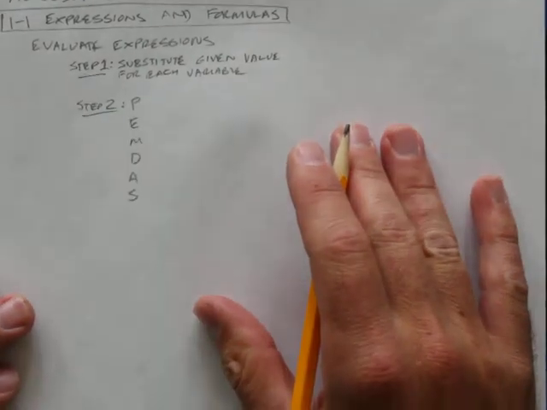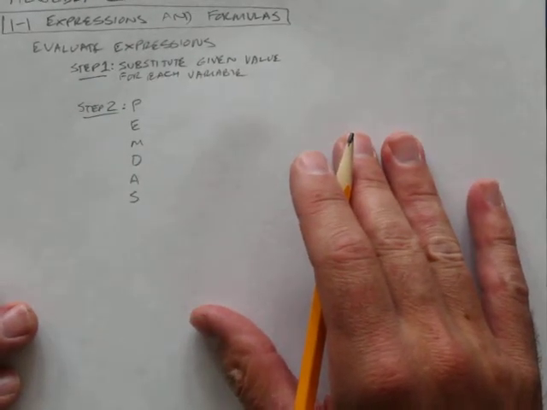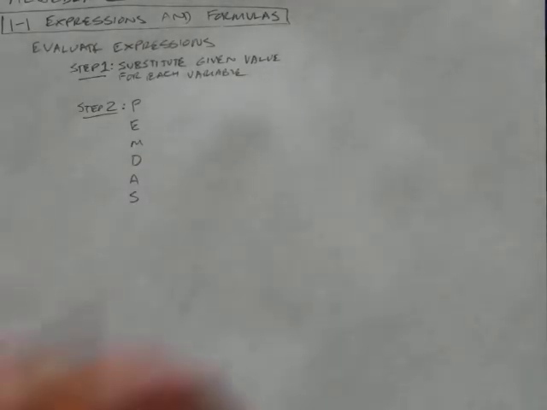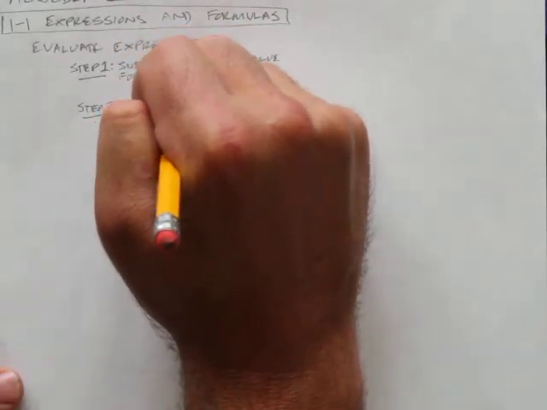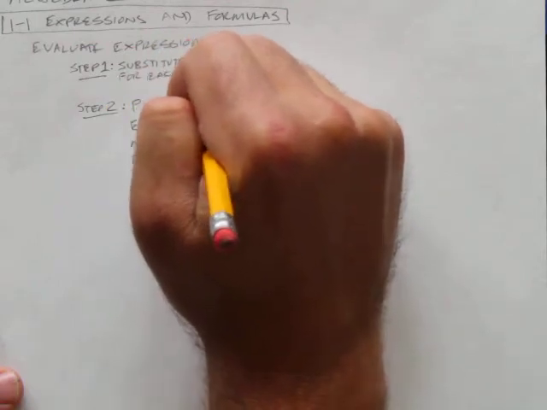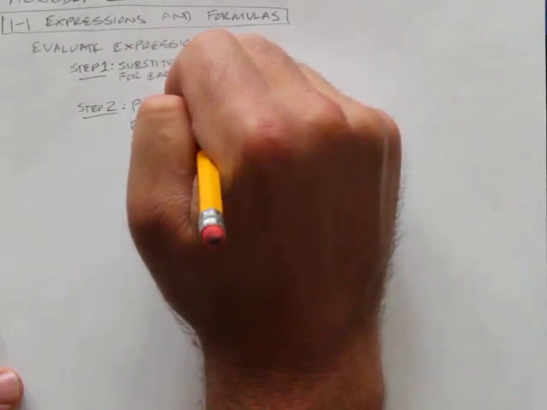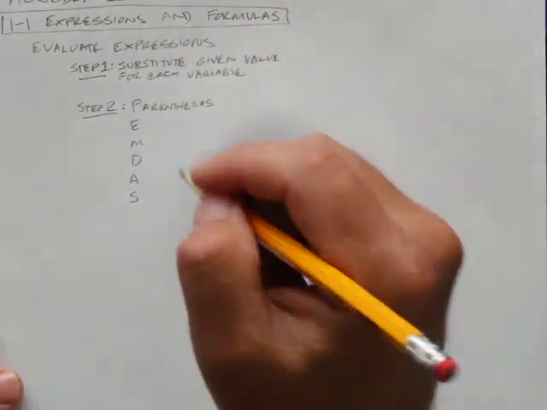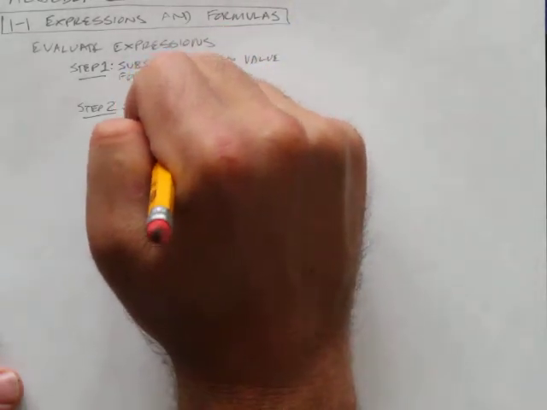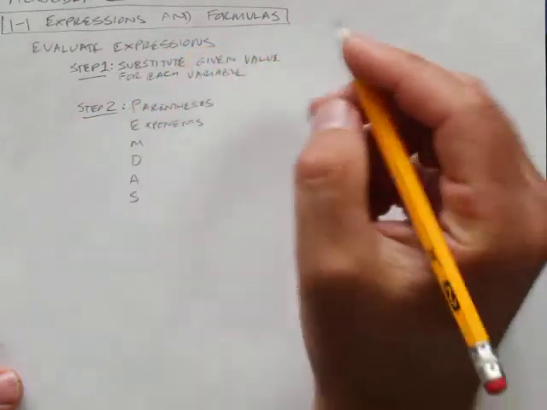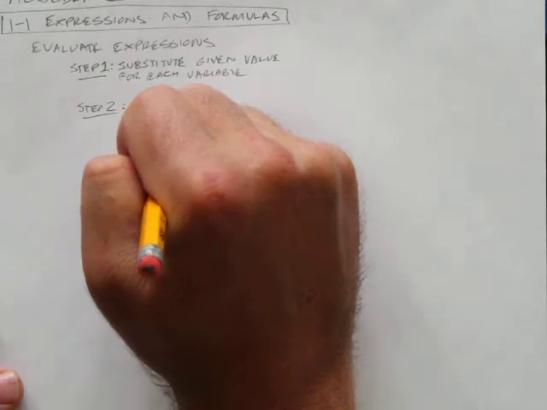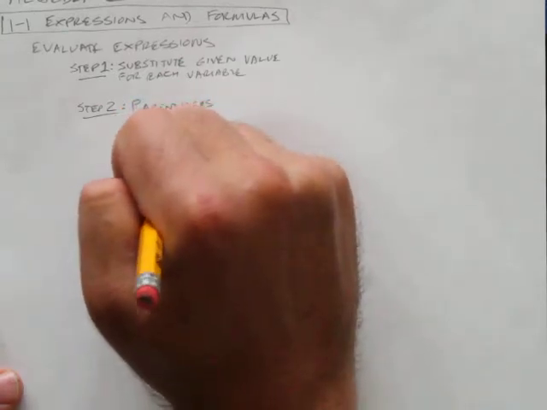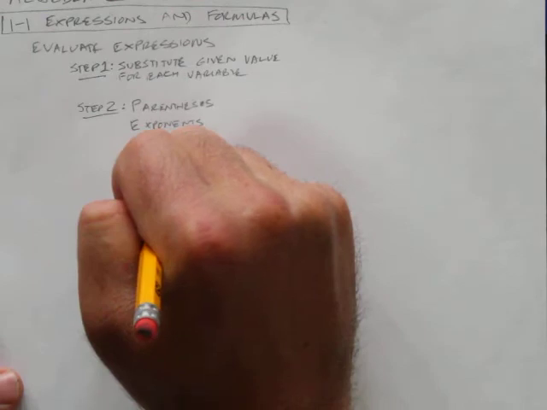PEMDAS. And this should be review for those of you who are in Algebra 2. But we're going through it anyways, and it's all good. So P stands for parentheses. I don't remember how to spell that. E is for exponents. M is for multiply. D is for divide. A is for add. And S is for subtract.